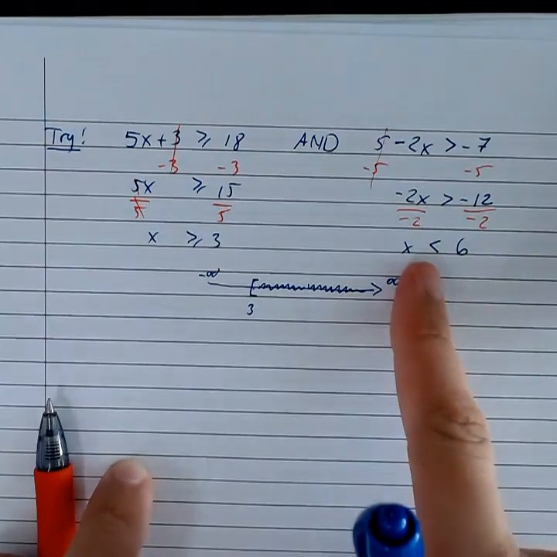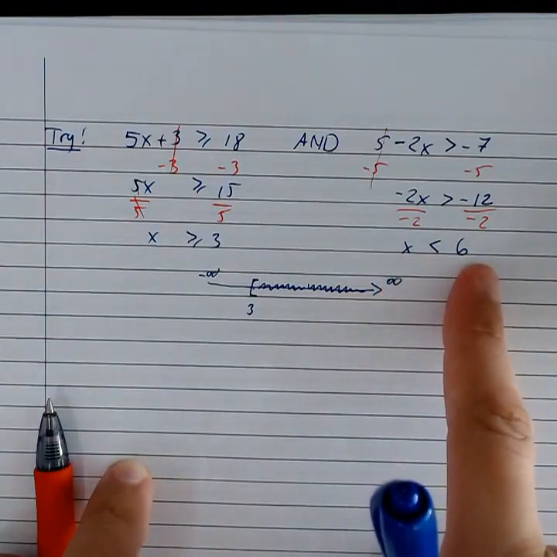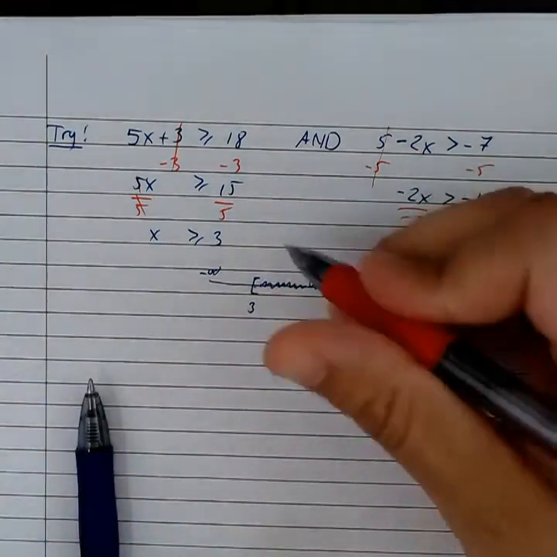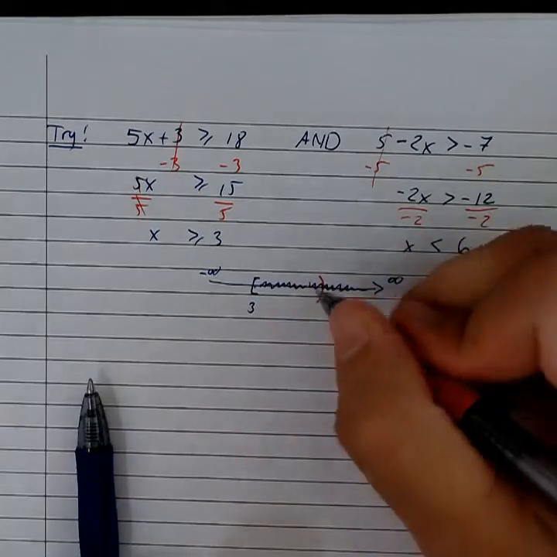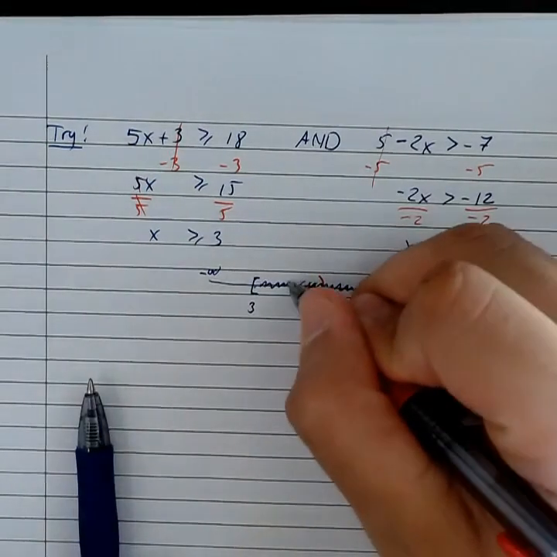But we also want everything that's less than 6. Okay, so here's 6. Don't include the 6. That's less than, not less than or equal to. So everything to the left of 6.